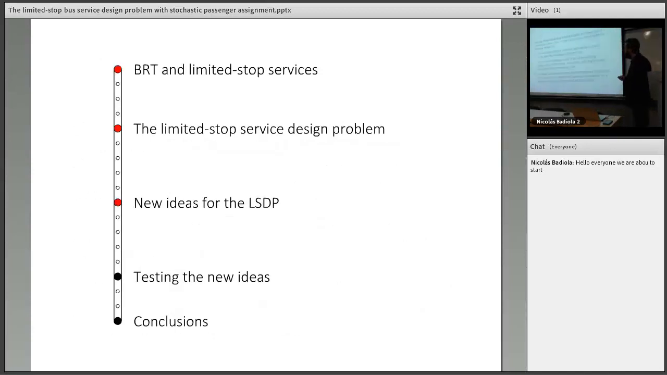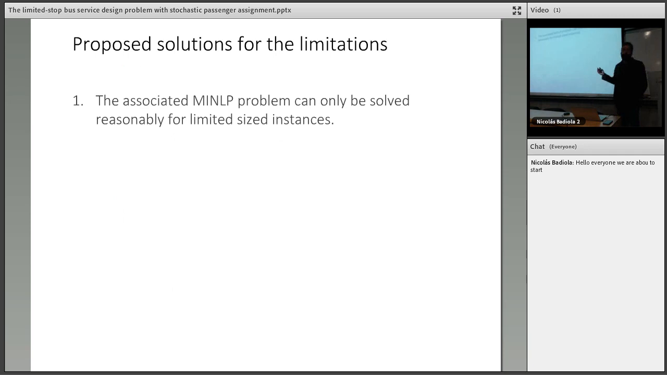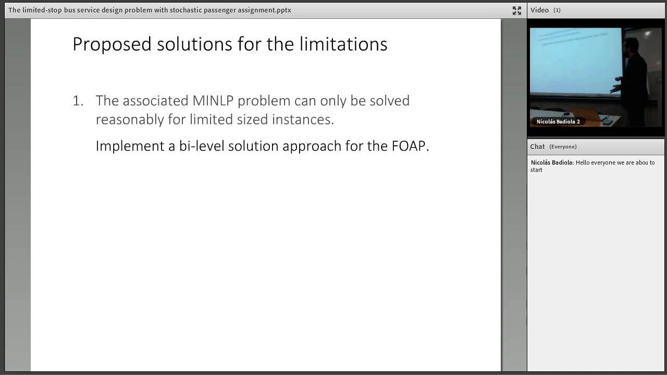These are the three main problems. Now we're going to talk about these new ideas for the LSDP. In particular, we're going to make some suggestions to tackle each one of these problems. Regarding the first one, the difficult model that we had to solve, our approach is to implement a bi-level solution for this problem. Instead of solving the frequency and assignment problem all at once, we're going to separate it in two stages that we're going to solve iteratively.